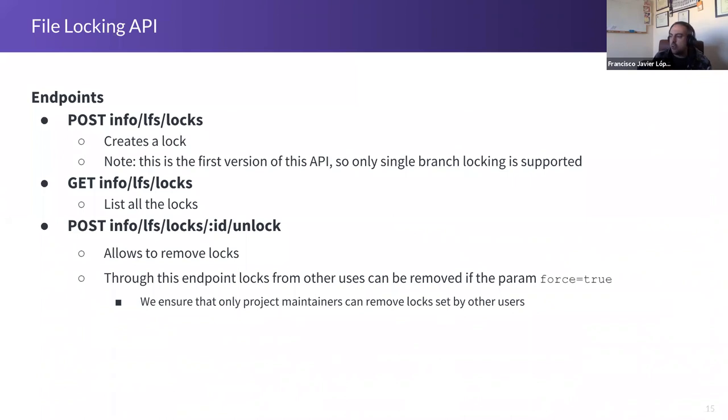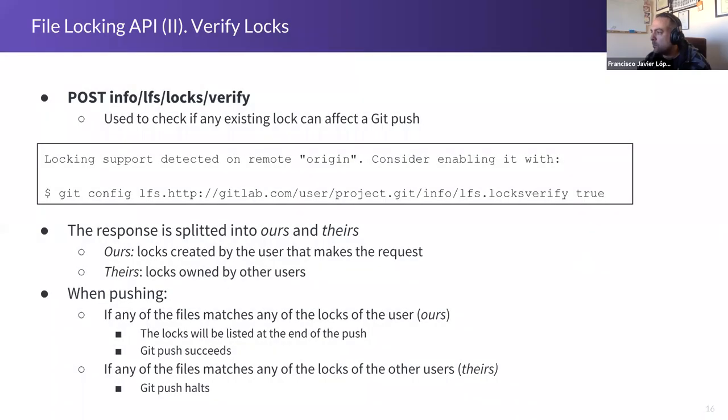We also have an endpoint to list all the locks, and another endpoint, the unlock endpoint, to remove locks. And this is interesting because usually what you expect is that you should remove only your own locks, okay? In the request of this endpoint, we can set the param force to true, and that means that the user wants to remove a lock owned by another user, okay? We allow that only if the user who makes the request is a project maintainer. And that makes sense, right?